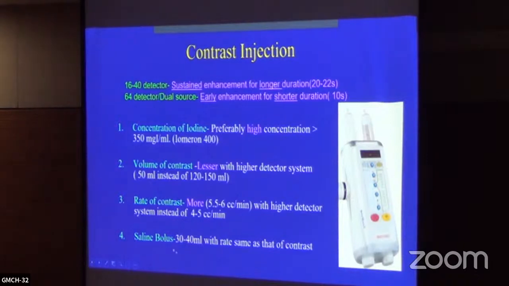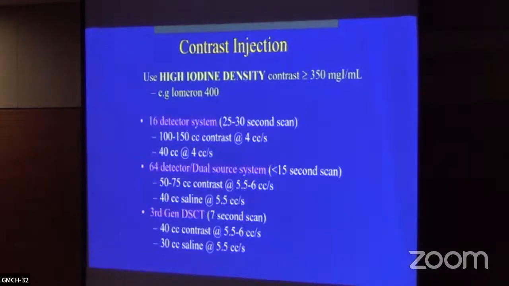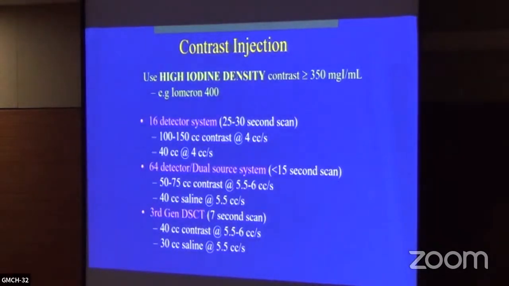Saline bolus is done at the same rate as that of the contrast. So we give 30 to 40 ml of saline bolus. So this is a rough idea. So with 16 slice, you need higher contrast, lower rate, and longer acquisition. With a high-end dual source CT, you give less contrast, more of rate, and you need it only for 7 seconds.